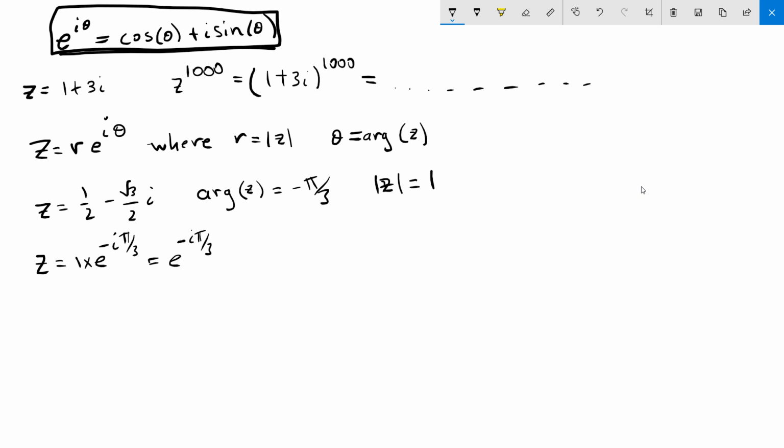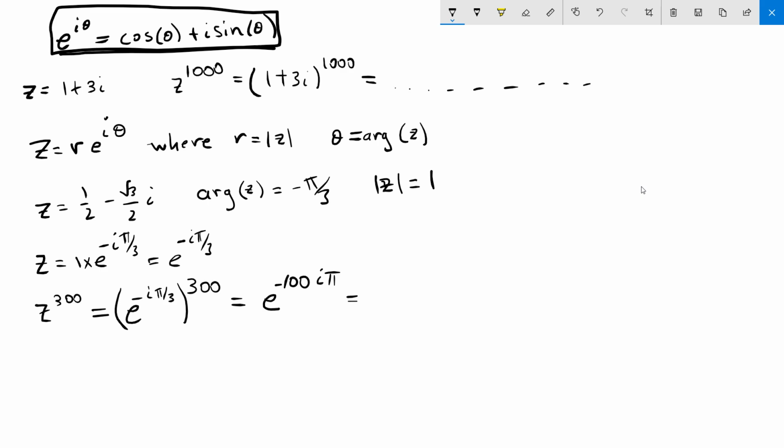So why is this nice? Well, if we wanted to find out what z to the power of 300 was, then how could we do it? Well, this would just be e to the power of minus i pi over 3 to the power of 300, which is e to the power of, so let's see, minus 100 i pi, right? All I've done here is I've said, let's take 300, let's multiply by pi over 3, i pi over 3, and you get this, 100 i pi times minus 1.